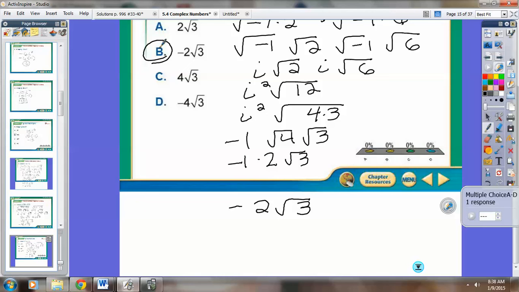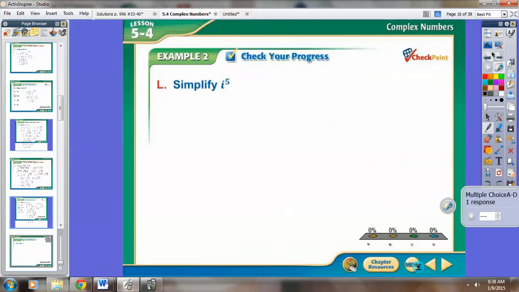All right, we have 2 more problems to look at. These look really simple to start with. i to the 5th power. They're wanting you to simplify. I don't know what i to the 5th is, do you? But we do know what i squared is, correct? So think in terms of i squareds.